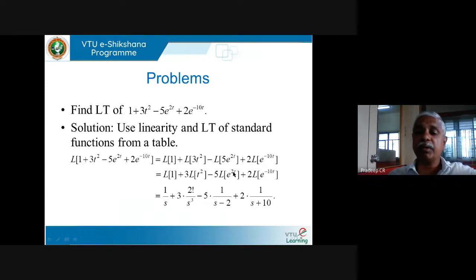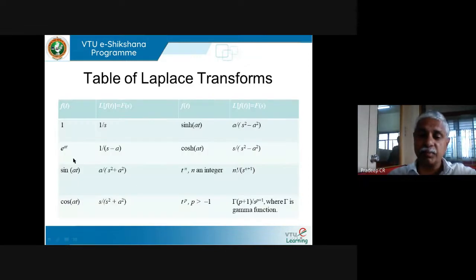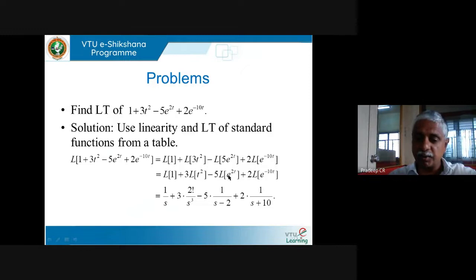And Laplace of e power 2t, the table of Laplace transforms tells me that Laplace of e power at is 1 by s minus a, which means Laplace of e power 2t is 1 by s minus 2. But 5 is outside, that I'll retain as it is. Similarly, Laplace of e power minus 10t is 1 by s minus minus 10, which is the same as s plus 10. So this looks pretty ugly: 1 by s plus 3 into 2 factorial, which is 6 by s cube, minus 5 by s minus 2, plus 2 into 1 by s plus 10. Nothing I can do, I just leave it as it is. You can't try to simplify this. You don't have to.